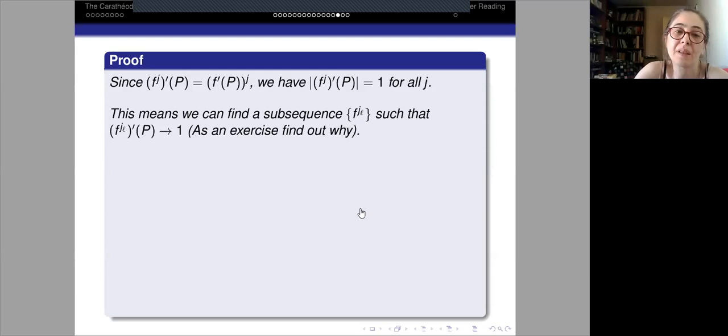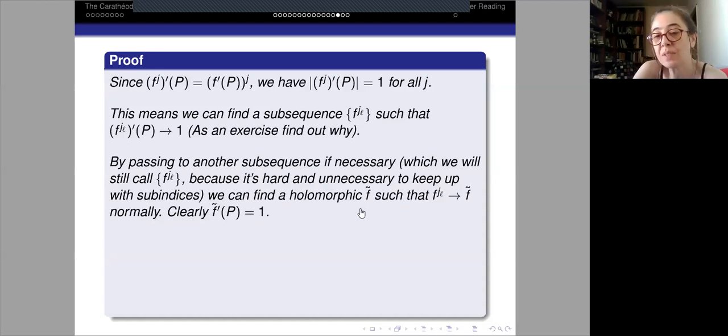Now, by passing to another subsequence if necessary, we will still call the subsequence Fjr because it is not necessary to keep up with sub-indices in this setup. We can find a holomorphic function F tilde such that the subsequence converges to F tilde normally. Since we defined things accordingly, the derivative of F tilde at the point P is equal to 1. Now, what we claim is that this function is equal to the identity.